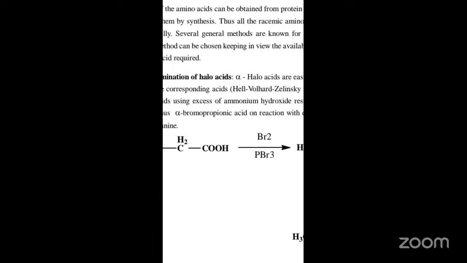Generally, we call it the HVZ reaction, Hell-Volhard-Zelinsky synthesis. Okay, this one, HVZ. A very important synthesis method and a very important reaction. But here this method involves the substitution of the bromine with the amino group.